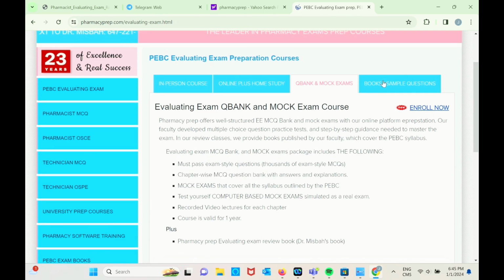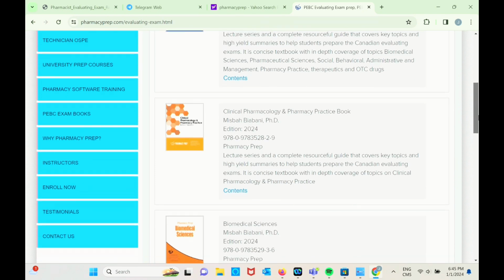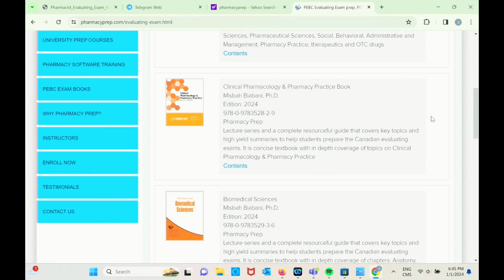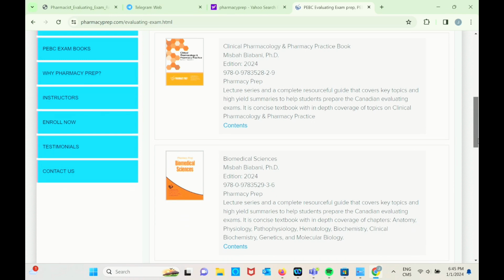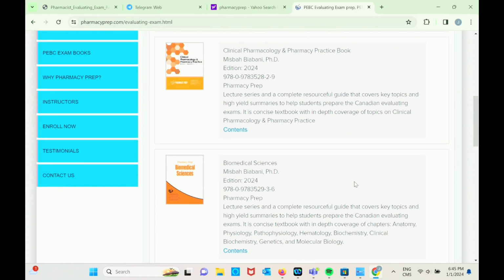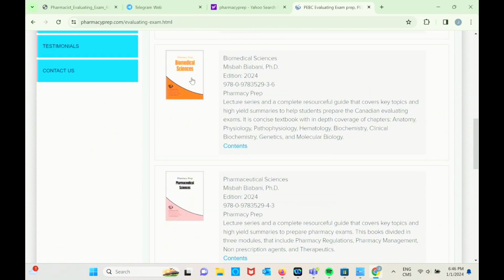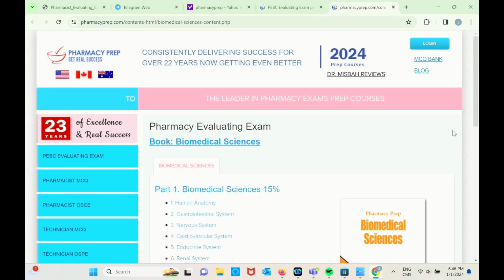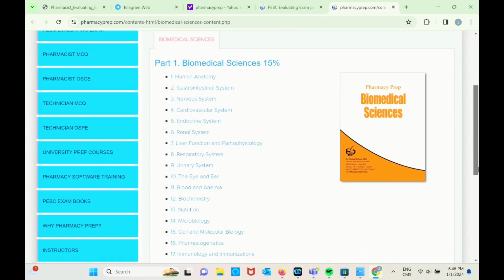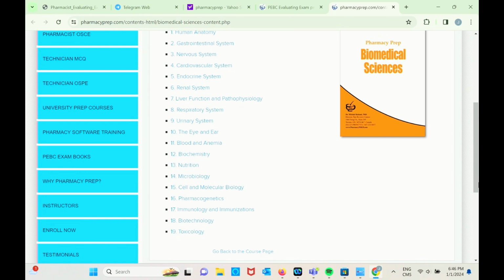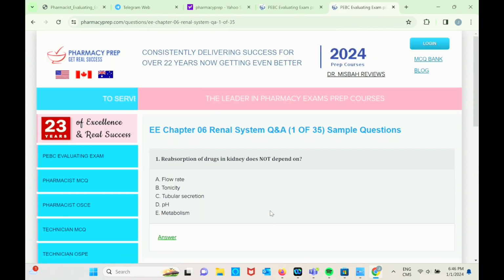For each subject area, Dr. Misbah would provide you with textbooks, which I had. For example, for the biomedical sciences, the contents would be, as we went through, the human anatomy and physiology. So these are the different sections mentioned in the book. If you want to take the renal system, you would have questions related to that specific chapter. You can practice. For me, it was almost similar to the main exam.